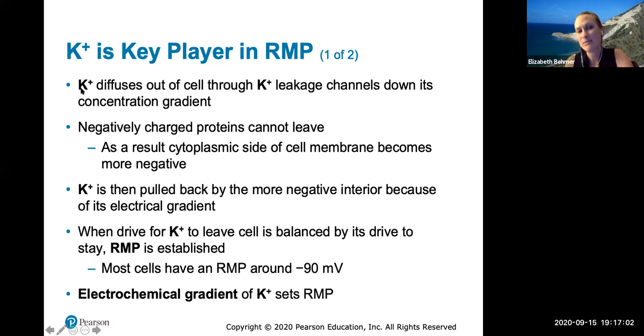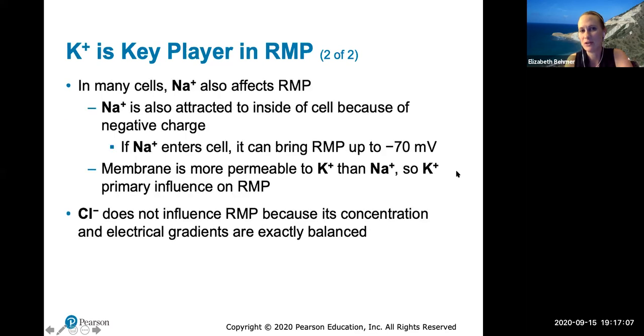And potassium and sodium ions will maintain that resting membrane potential. Sodium can also affect the resting membrane potential. It will be attracted to the inside of the cell because of the negative charge. If sodium enters the cell, it can bring the resting membrane potential up to -70.